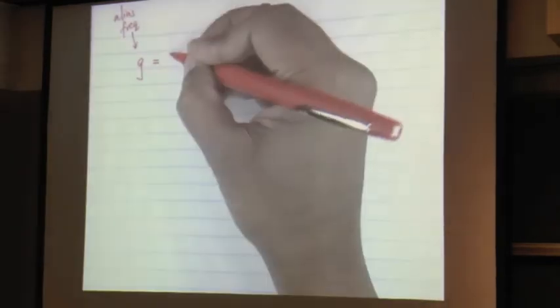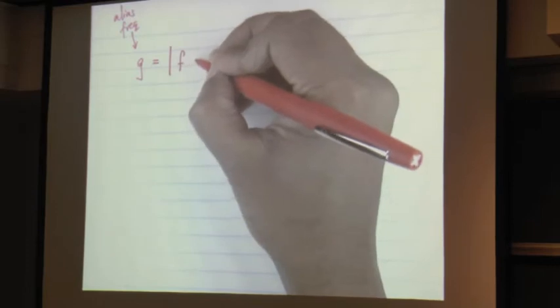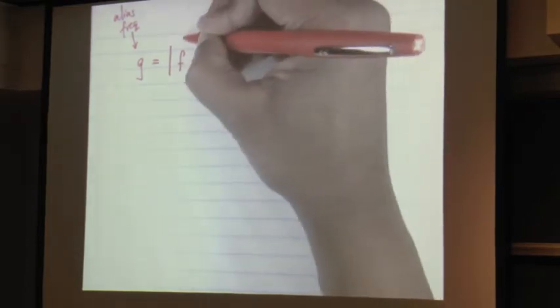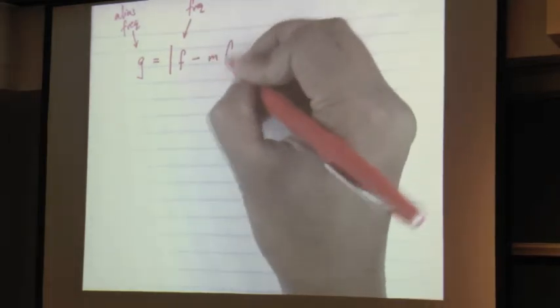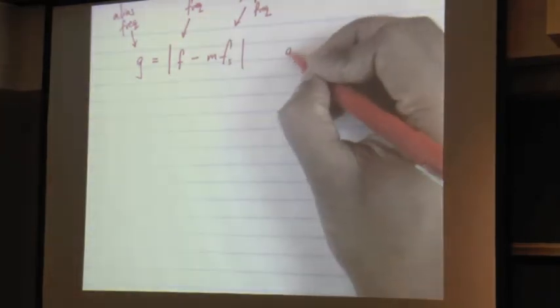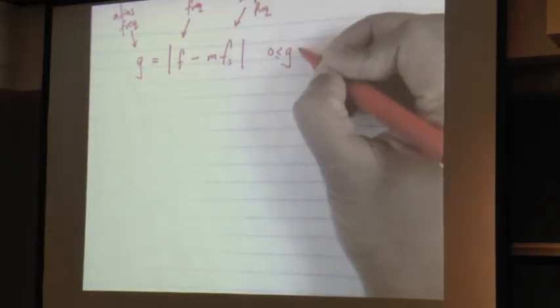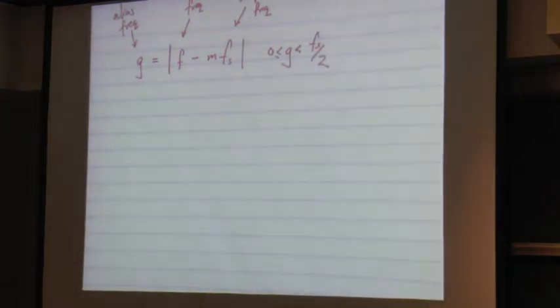Is this on the page? Or just barely? F is the frequency in question, so we'll call that frequency. And F sub S was the sampling frequency. And this was part of the formula here.